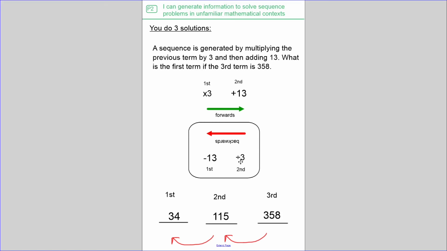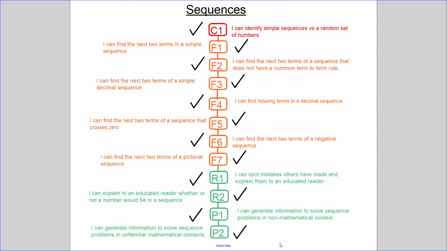So as you can see, our third term here is 358. To find our second term, we need to do 358, subtract 13, then divide by 3, which gives us 115 as we're going backwards. Once we've found the second term, we can then find the first term by doing 115, subtract 13, then divide by 3, which gives us 34. So the first term is 34. And that's the end of P2. So in today's video, we covered both P1 and P2.